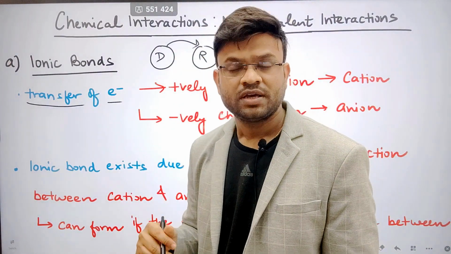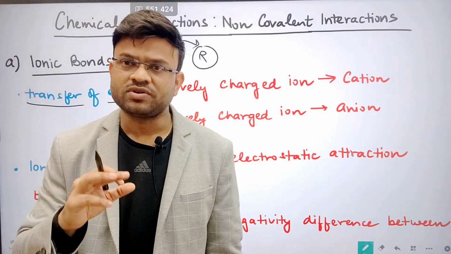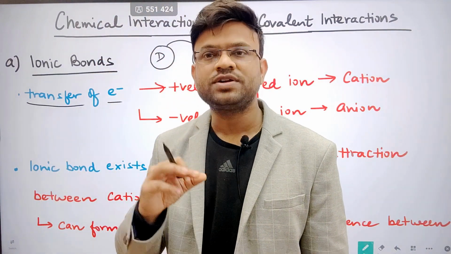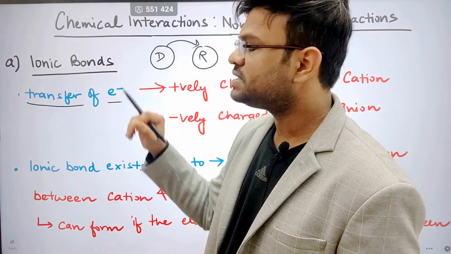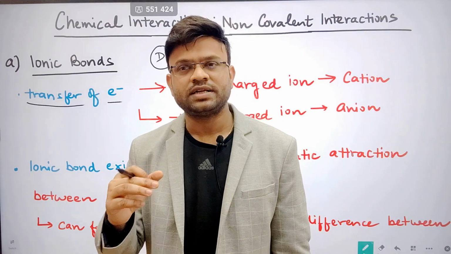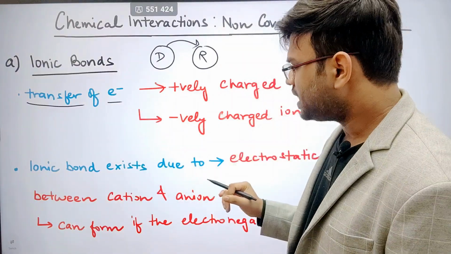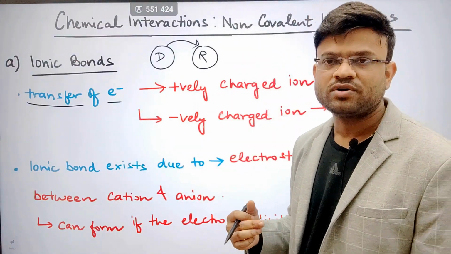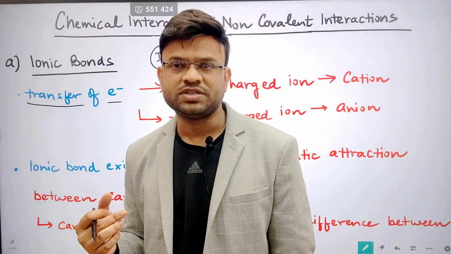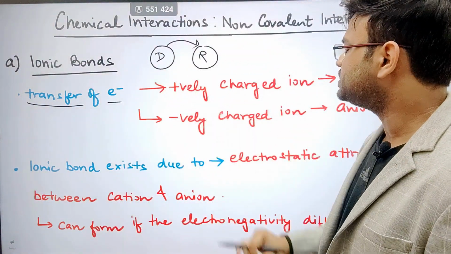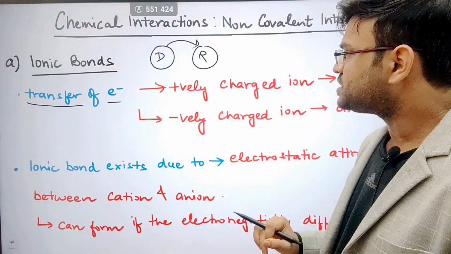This is the concept. If you remember, in the case of covalent bonding, the electrons are not transferred; they were shared. But in the case of an ionic bond, the electrons will be transferred. Because of the transfer of these electrons, one of the species will be positively charged and the other species will be negatively charged. What do I mean by this? A positively charged ion can be formed and a negatively charged ion can be formed.